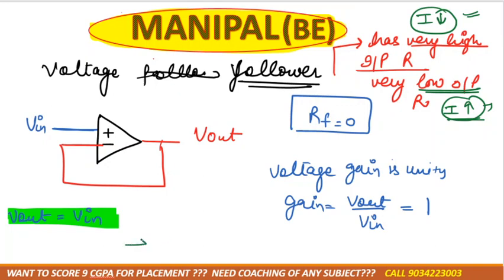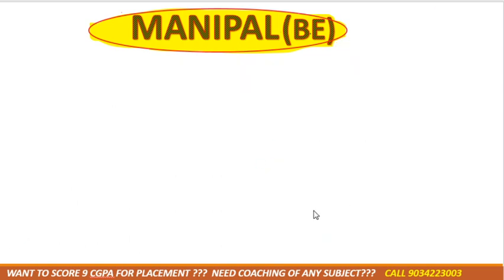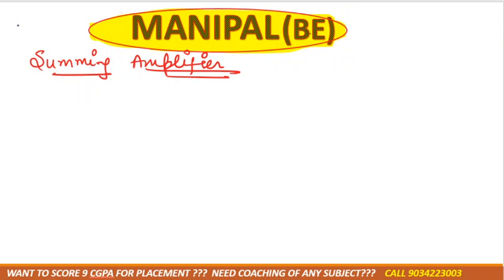And mainly the voltage follower is used as a buffer for impedance matching. Okay, so you have to remember this term for MCQ type questions. Note it down. Next one is the most important, the summing amplifier. There is a 90% chance that you will get a summing amplifier question in the exam, maybe in the midterm or maybe in the end term. So you can mark it as important also.